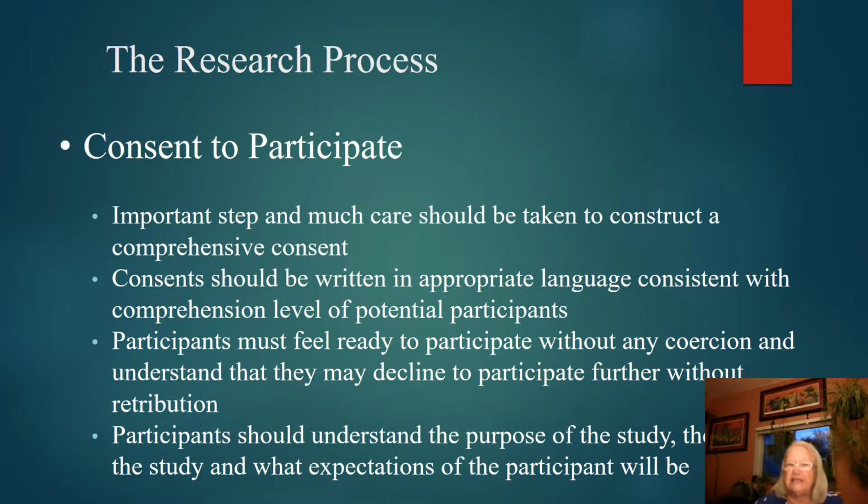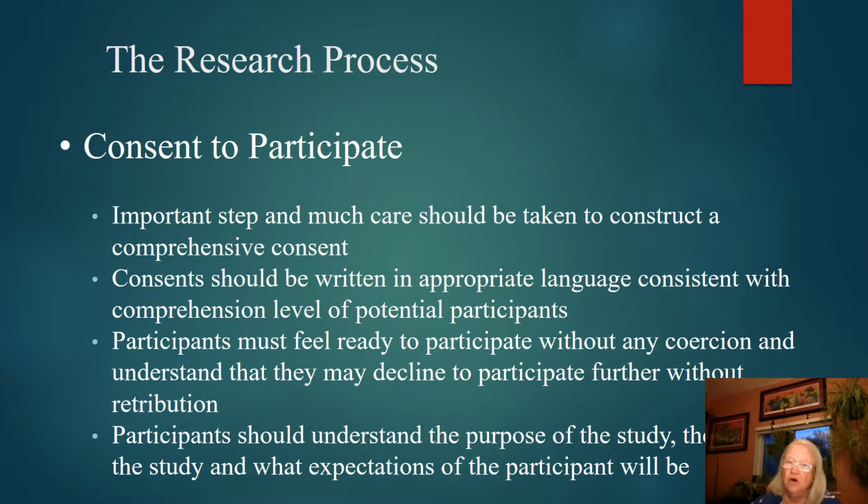And then you get to the consent. Consent is a really important step, and you have to be really careful to construct a comprehensive consent. It should explain all of the pieces of the project, and it should be written in an appropriate language consistent with the comprehension level of the potential participants. In this country, the average reading level, if you look at the entire United States population together, is not much more than 6th or 7th grade. And that's actually up a little bit from the previous, which was 5th grade.